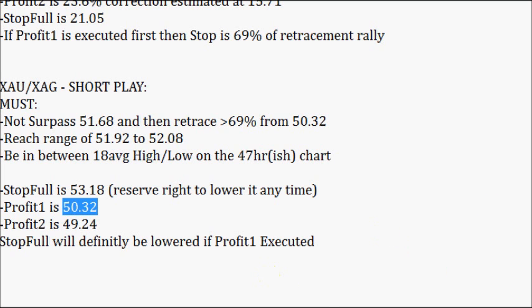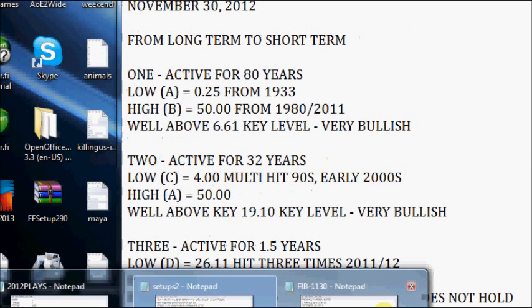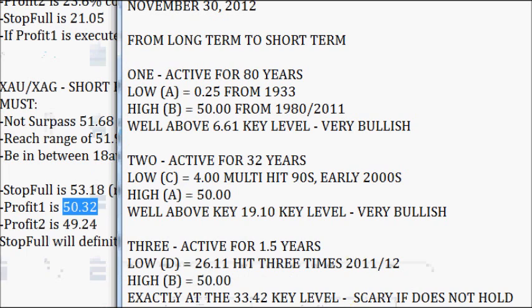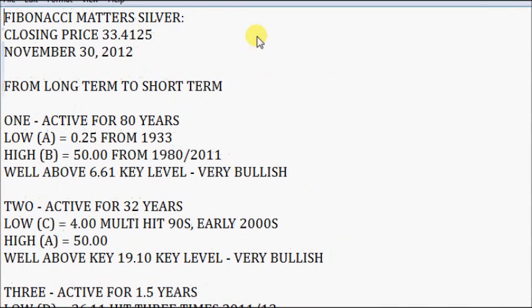Before we go to gold, I want to go over the Fibonacci numbers on silver, just to help understand Fibonacci a little bit better. So the closing price was 3341.25. And I'm going to put these decimals in because I'm going extremely long term and extremely short term. If you want to go longer term, you've got to go centuries, and if you want to go shorter term, you've got to go microseconds kind of deal.